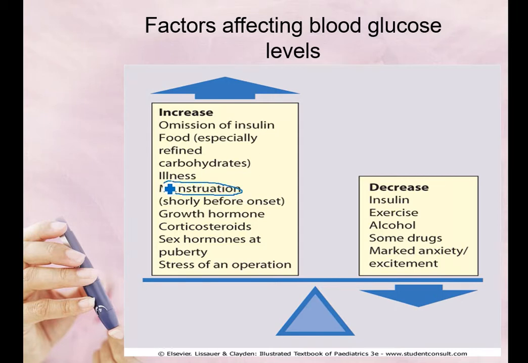Menstruation, especially shortly before the onset. Growth hormone, corticosteroid, and sex hormone play an important role in increasing blood glucose. Puberty, at the stage of puberty, also there will be an increase in blood glucose level. It's also a risk for any operation.